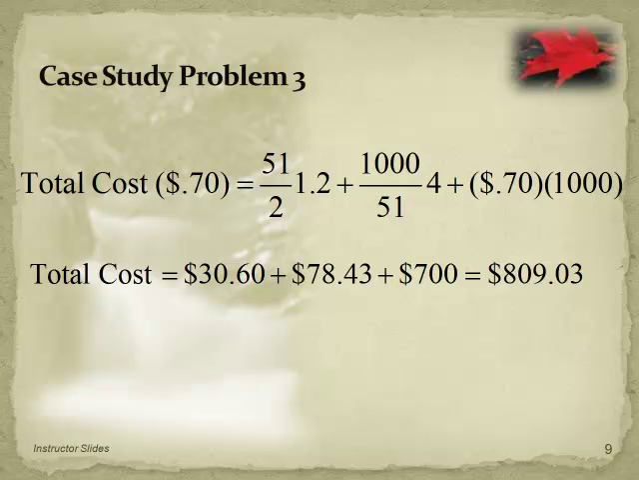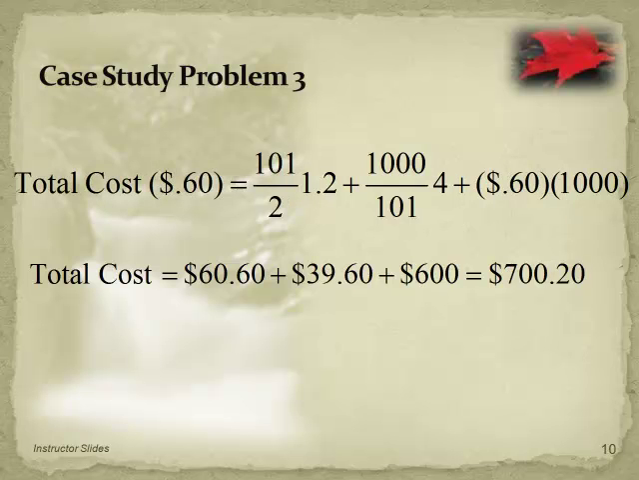So whenever we see a case like this, we're obviously dealing with a quantity that is not the economic order quantity. These being equal to each other only holds true for the true economic order quantity. Now, we can next calculate what the total cost would be for 60 cents a pound.